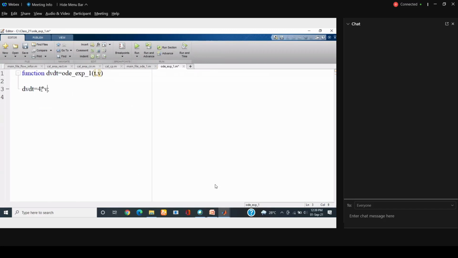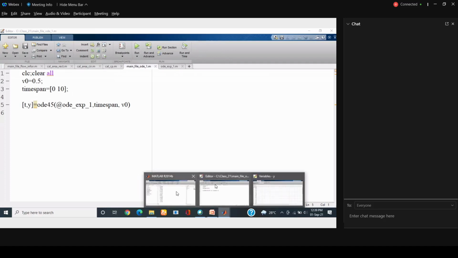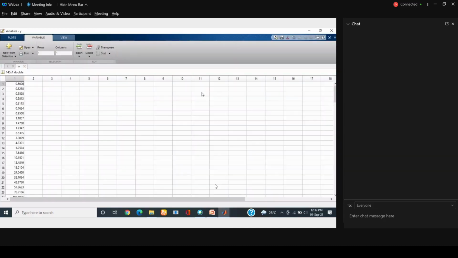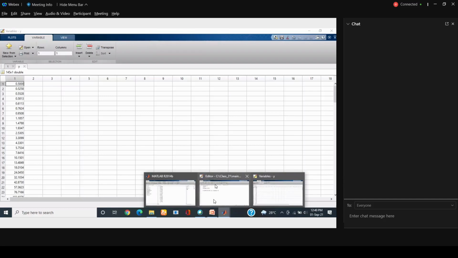If I had 4 into V, for example, the results might be something different. So now it's 145. Look at the values of Y: 0.5, 5258, 5528, 5813. So these values have changed as compared to earlier. This is the way we can solve an ordinary differential equation of first order.